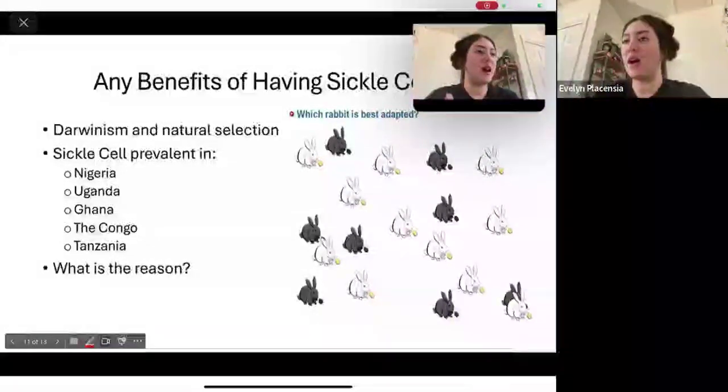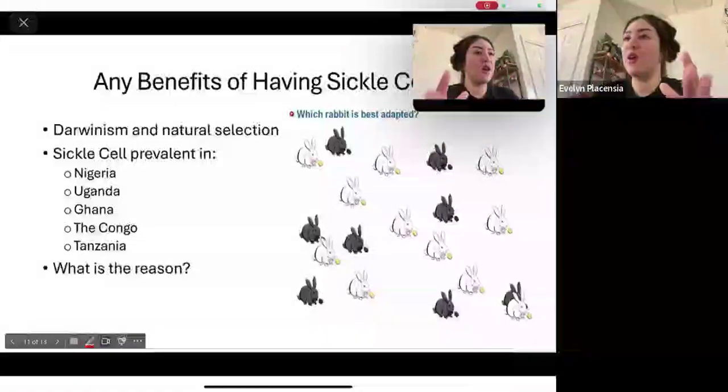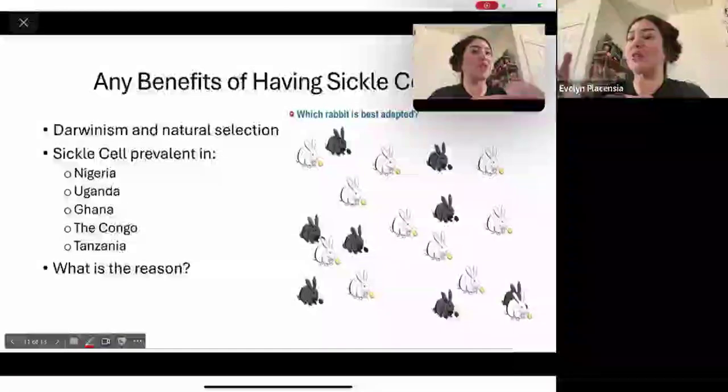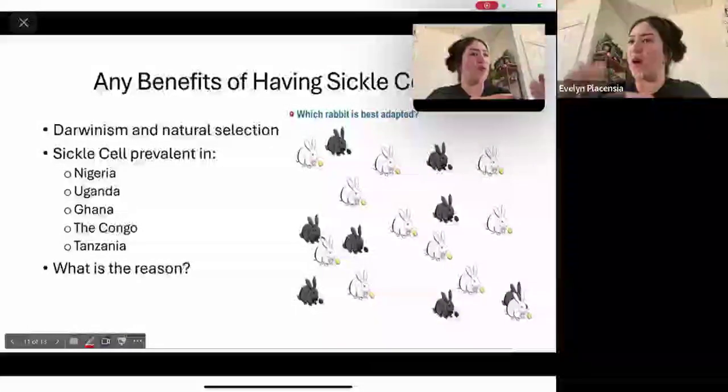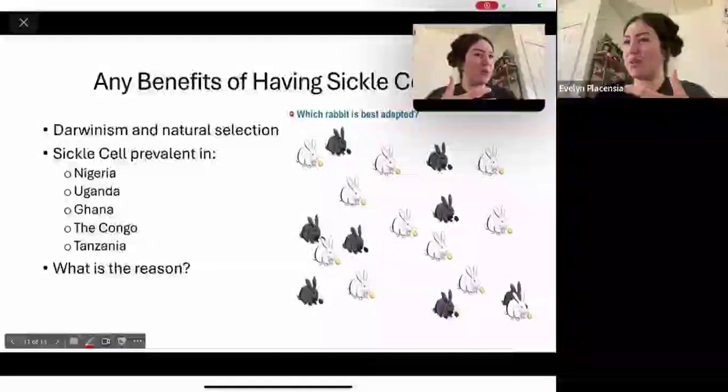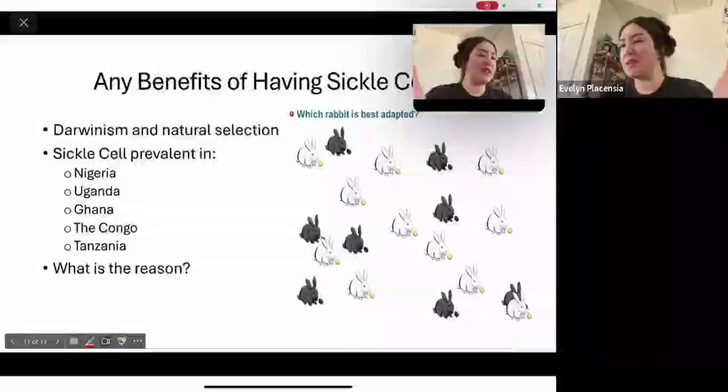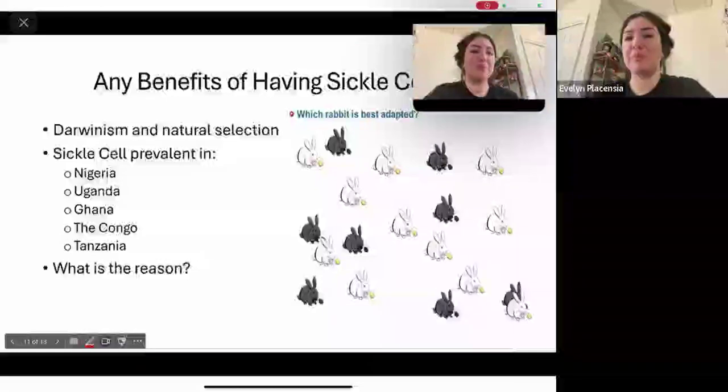These white rabbits can hide from predators in the way that brown rabbits can't. They get picked off, and then we're left with the white coat. They will move on into the newer generations, and then we'll see a rise of white coats. Do you see where I'm going with this? Okay, so let's tie this back to sickle cell in case you don't see where I'm going with this.